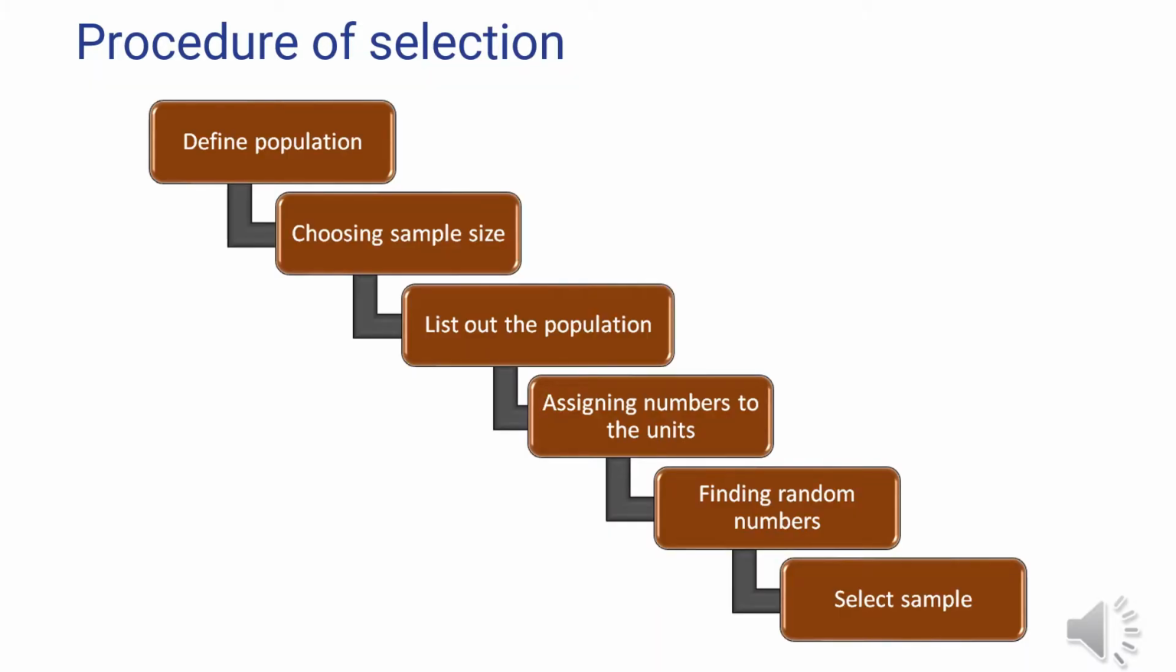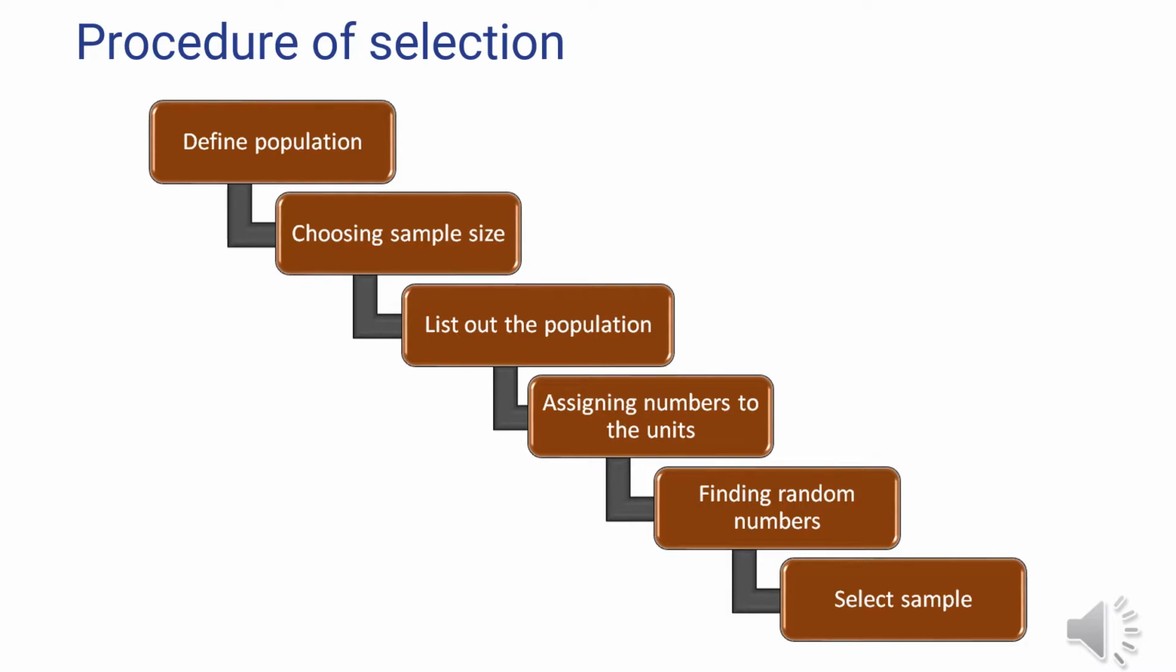Next is the procedure of selection. There are 6 procedures. The first step is to define the population. We need to identify the capital N units in the population from 1 to capital N, which is also known as the sampling frame. For step 2, we need to choose the sample size. Here the sample size is expressed as small n. The number of selected samples is based on the limit of budget and also the time needed to distribute the questionnaires. For step 3, we need to list out the population.